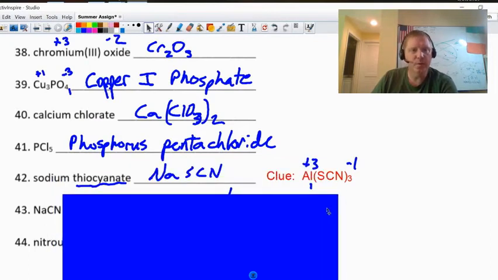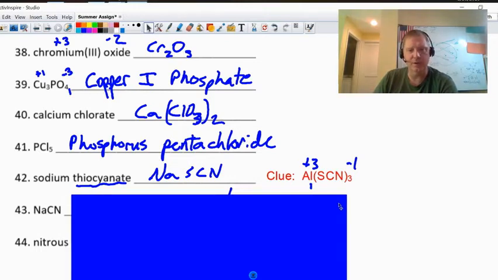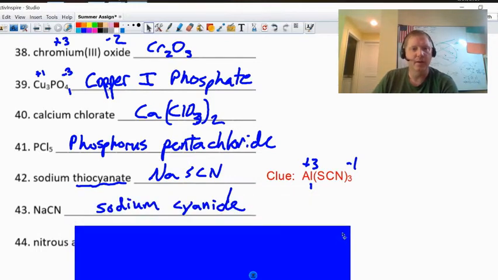This is the one, 42, probably stumped you because you don't know thiocyanate. But here might a clue be, if it was given like this, you could say, well, aluminum, and there's thiocyanate. Aluminum's a +3. There's 3 thiocyanates, so that must be a -1. So again, with these weird polyatomic ions that you're not supposed to know, they usually give you a clue. And I'm sorry that's not on the review sheet, but it is in here. So those of you who chose to watch this video are getting some intel.